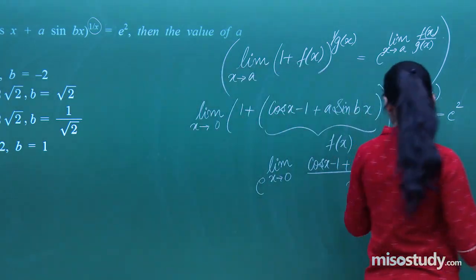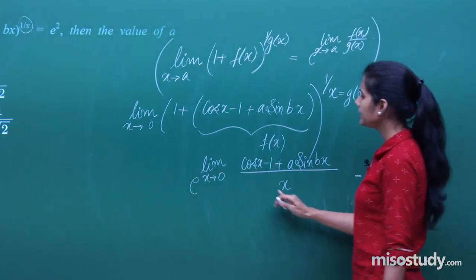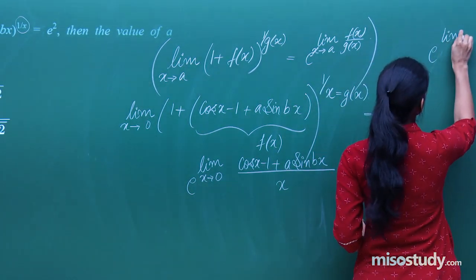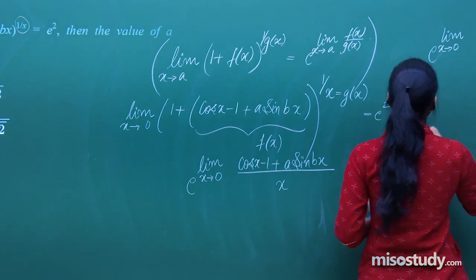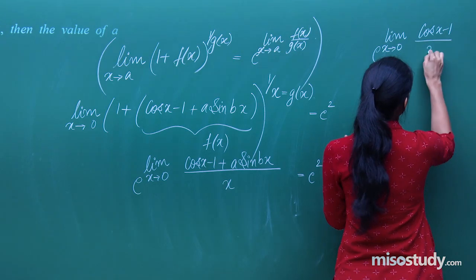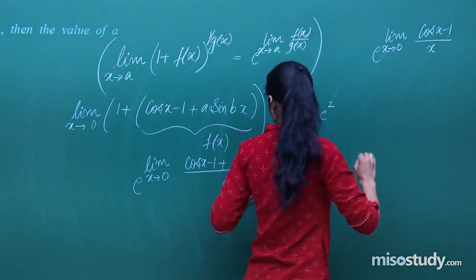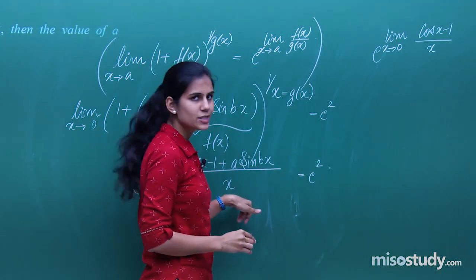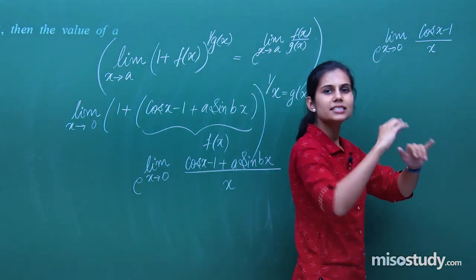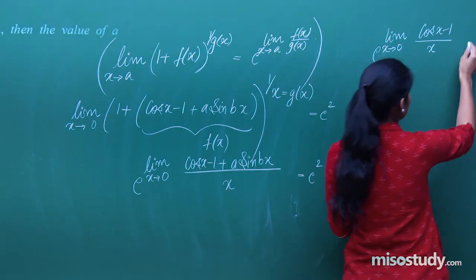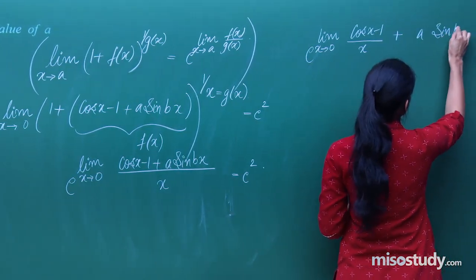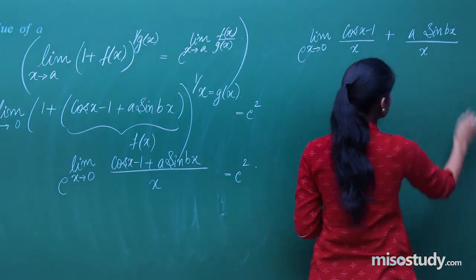So what we do is we basically segregate the terms and plug in x beneath each of these terms. What do we get is e to the power limit x approaches 0. I have cos x minus 1 whole upon x. Now see, I can write this as plus a sine bx whole upon x. But you have to understand that limit of the sum is basically sum of the individual limits. So what I can do over here is, this is a sine bx upon x.